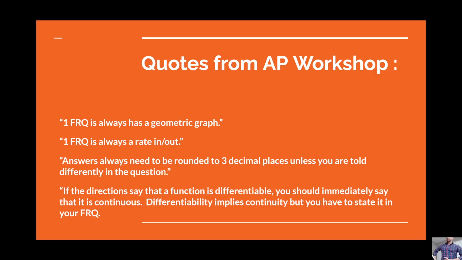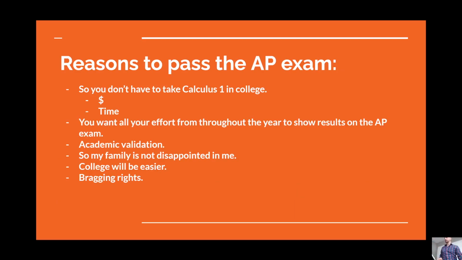Always round to 3 decimal places. They allow you to round to the nearest 3 decimal places or to truncate the 3 decimal places. So if you round incorrectly, you will still get the points as long as you round to 3 decimal places. And if a function is differentiable, automatically write down that means it's continuous, because sometimes you need that.